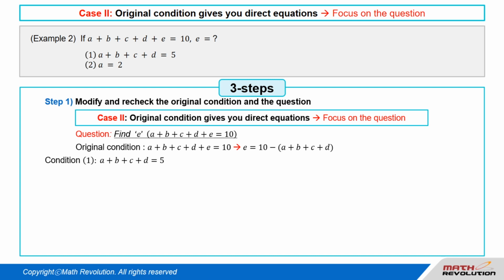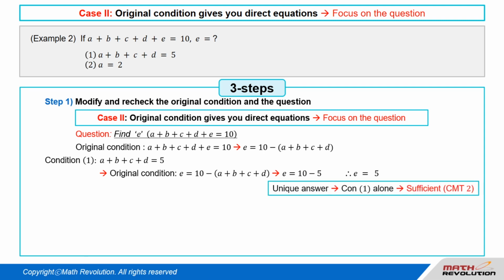So let's look at condition 1, which tells us that A plus B plus C plus D equals 5. Substituting this in the original condition, we get E equals 10 minus 5, which equals 5, or E equals 5. The answer is unique, so the condition is sufficient by CMT2, which means that the number of answers must be 1.